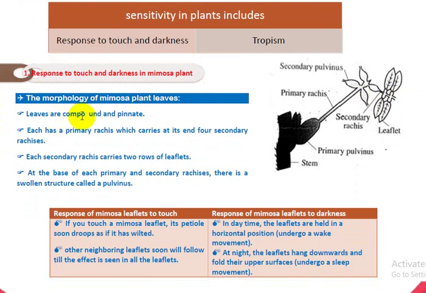Leaves are compound and pinnate. Compound means composed of many leaflets. Each has a primary rachis which carries at its end 4 secondary rachis. Each secondary rachis carries 2 rows of leaflets. At the base of each primary and secondary rachis and of the leaflets is a swollen structure called the pulvinus.